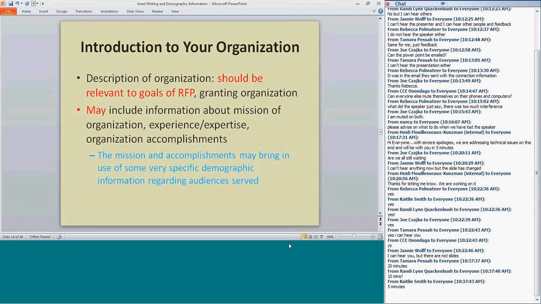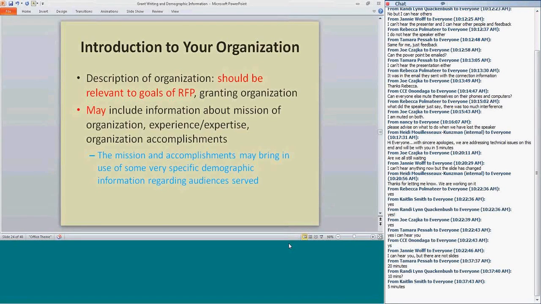Okay. The next thing is that you're to provide an introduction to your overall organization, and you're thinking about your organization in the context of its relevancy to the goals of the request for proposal, what you're going to be doing, and the granting organization. There's probably lots you can share about your organization, but you don't want to go into all of that. You want to key in on what's of most relevance to what you're proposing or to the funder's goals.